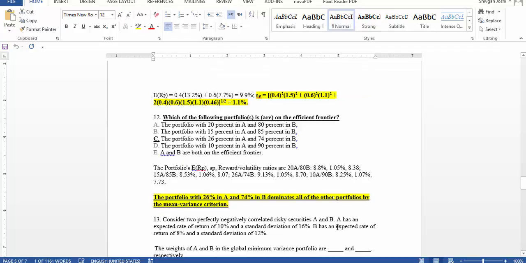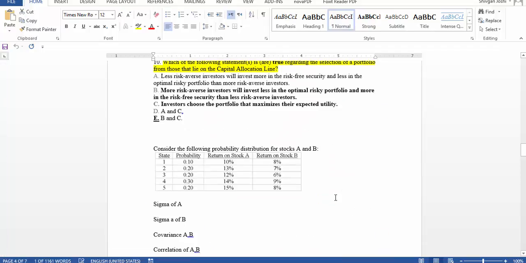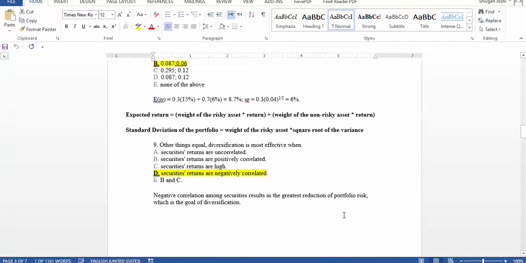So this was a very long question with all the probabilities and stock return. I hope this was helpful for you.